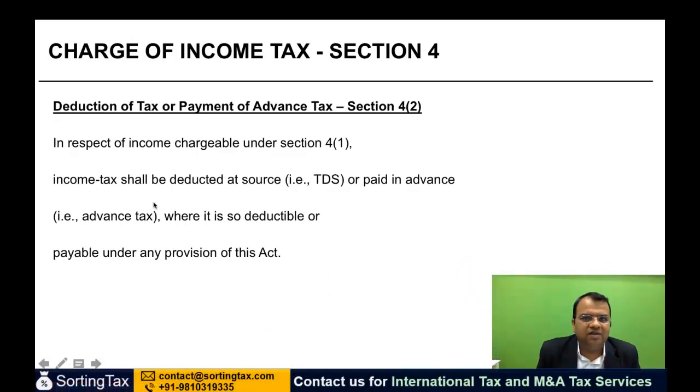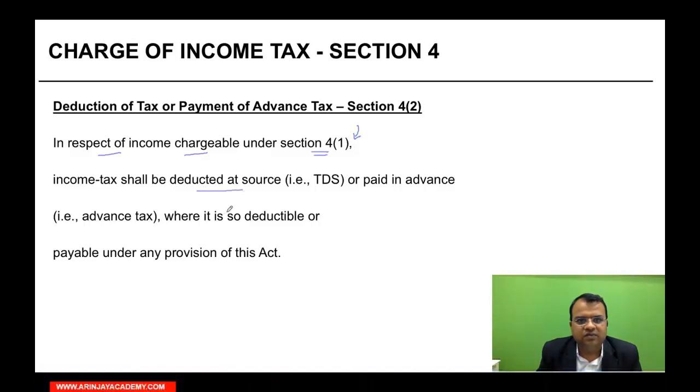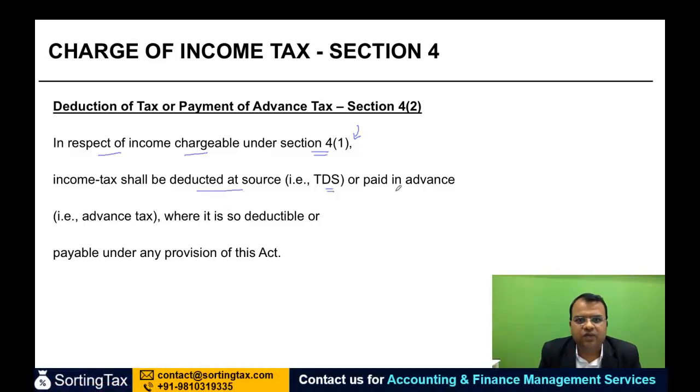Now, once the income is chargeable to tax, then in all those cases, in respect of income chargeable to tax under section 4 subsection 1, which is what we just discussed, if the income is chargeable to tax during the previous year at a specified rate, income tax shall be deducted at source. So either there will be a TDS or it will be paid in advance, that is advance tax, where it is so deductible or payable under any provision of this act.